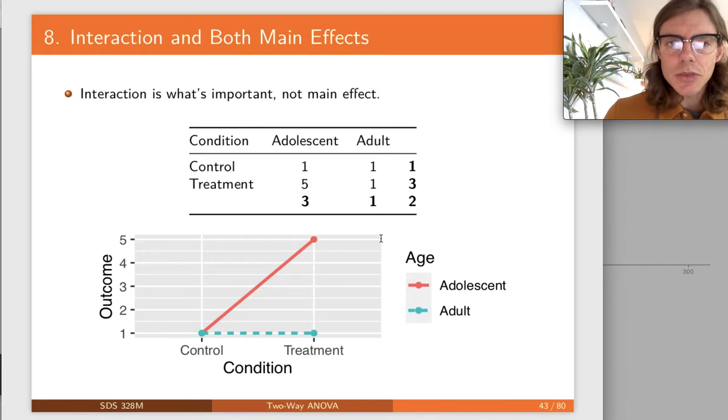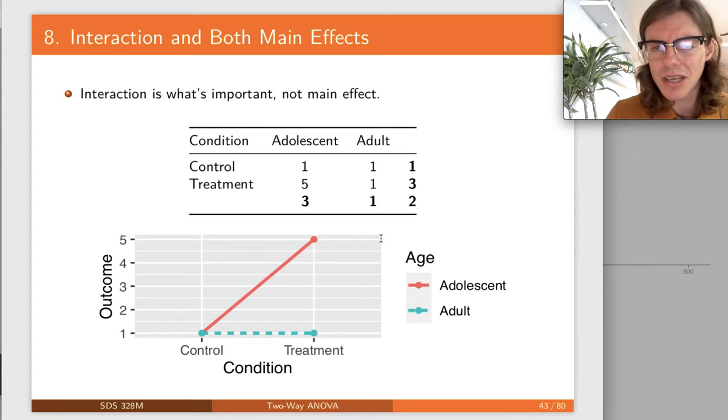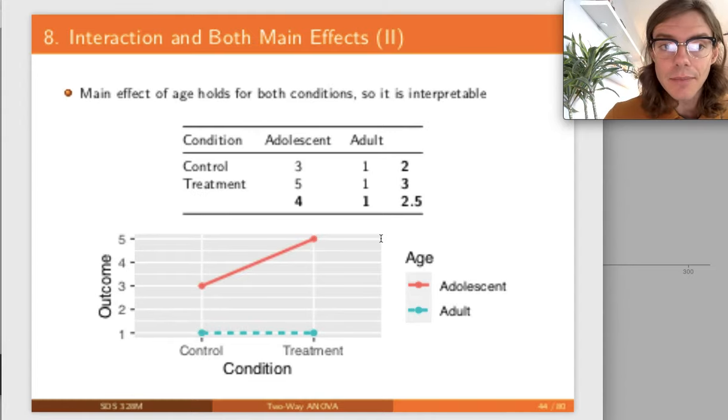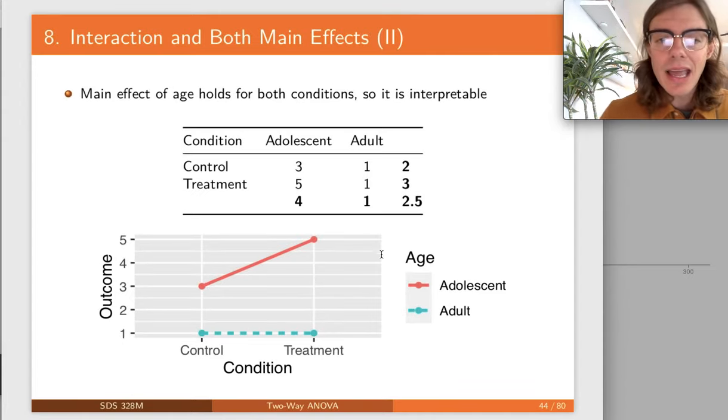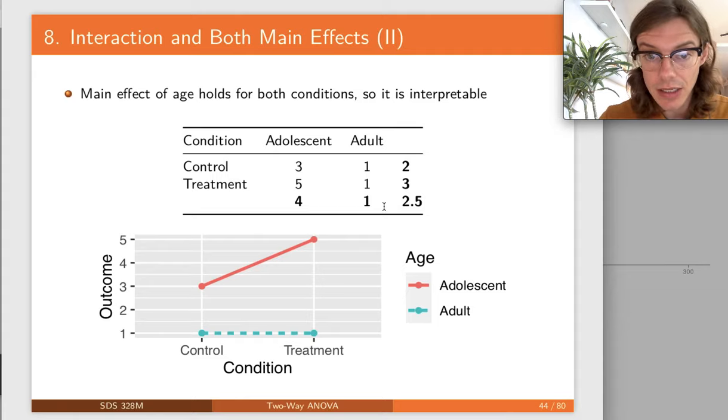So again, the interaction is what's important here. And that's the thing you focus on. It's oftentimes not appropriate to interpret main effects when there's an interaction. But let's look at one last example where it is appropriate to do that. It's this example. Notice there's a main effect of both. Average treatment is higher than average control. Average adolescent outcome is higher than average adult outcome. So you have main effects of condition, main effects of age.